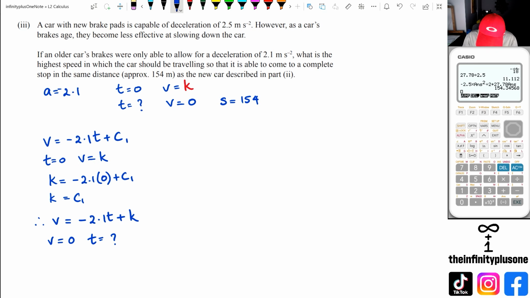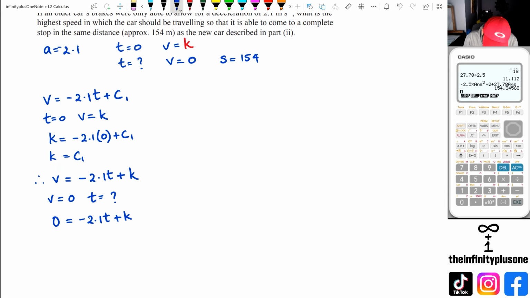We've got the velocity function above, so we're going to put 0 is equal to negative 2.1 t plus k. Rearranging this, we're going to get 2.1 t is equal to k, or we can also say that t is equal to k divided by 2.1. So what we now have is this t here, which is k divided by 2.1.